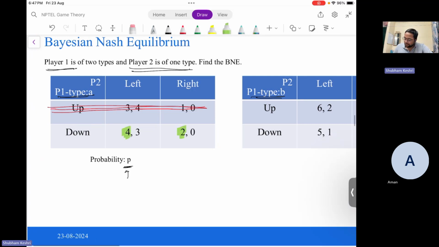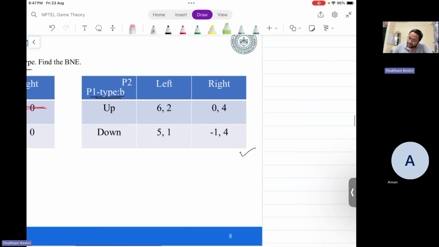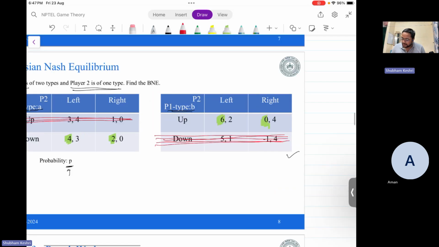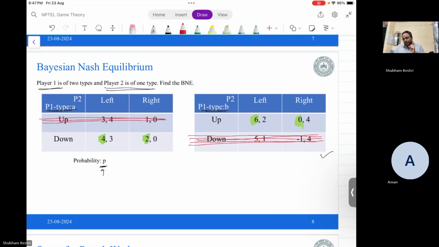We'll do this for player 1B as well. Alright. You see, when player 1 knows he is of type B, he can find out his best response. So when player 2 plays left, his best response is to play up. And when player 2 plays right, his best response is to play up. Therefore, down is a strictly dominated strategy. He will never play down. He will only play up. Right? Now, we have reduced the game.